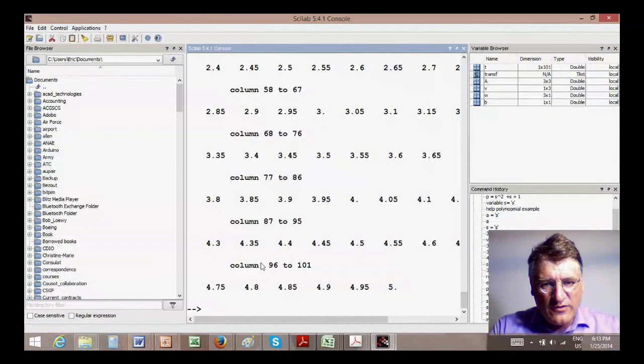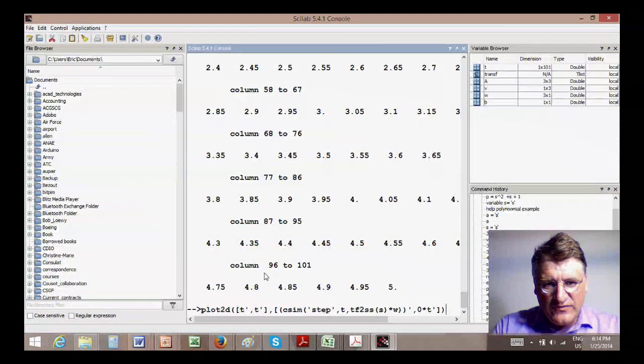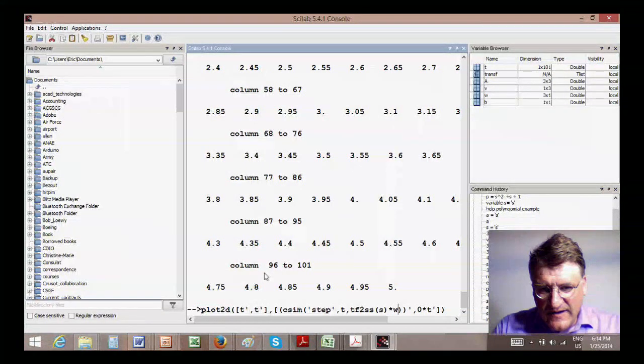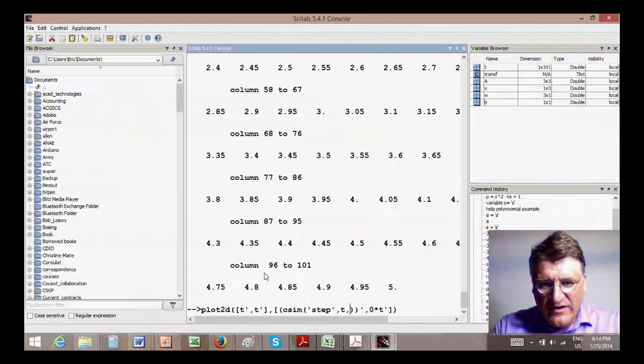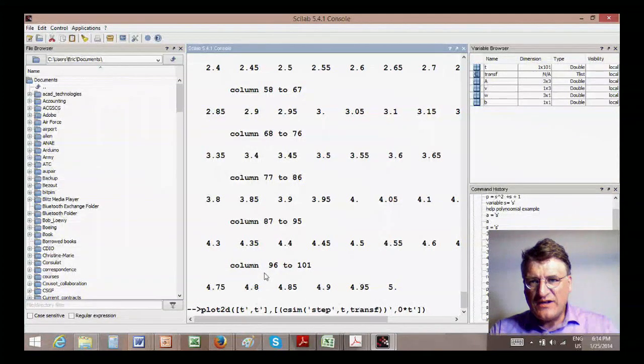Therefore, what I will do is go to the console and use it for my particular transfer function. So my particular transfer function is, let's see, csim, okay, so we will use that thing, so we have csim. I will use here the system transf, which is the transfer function I defined before. And let's see what that gives.